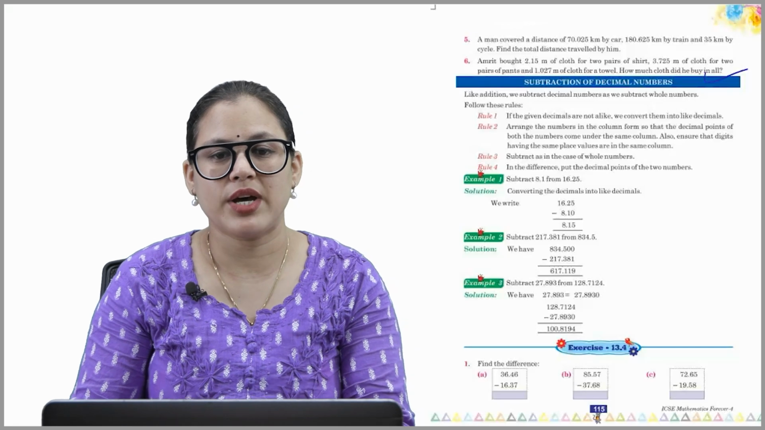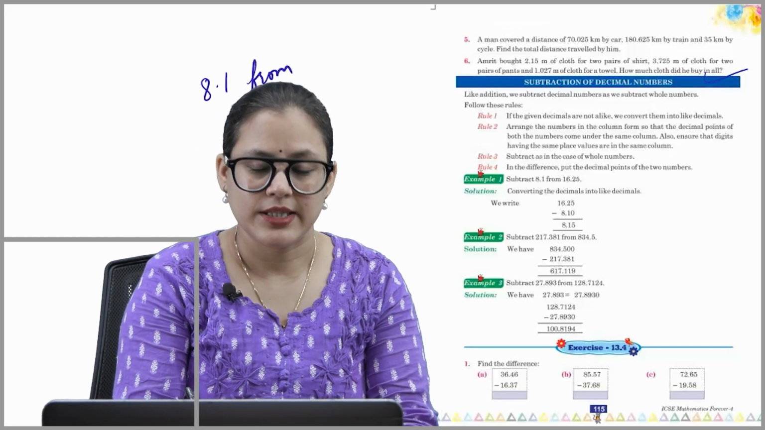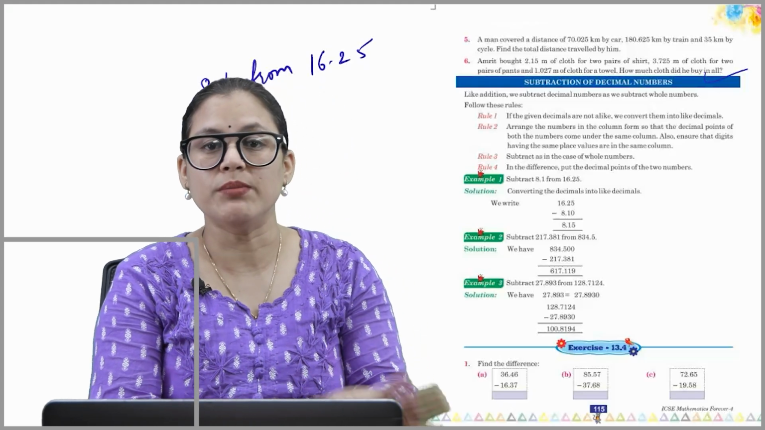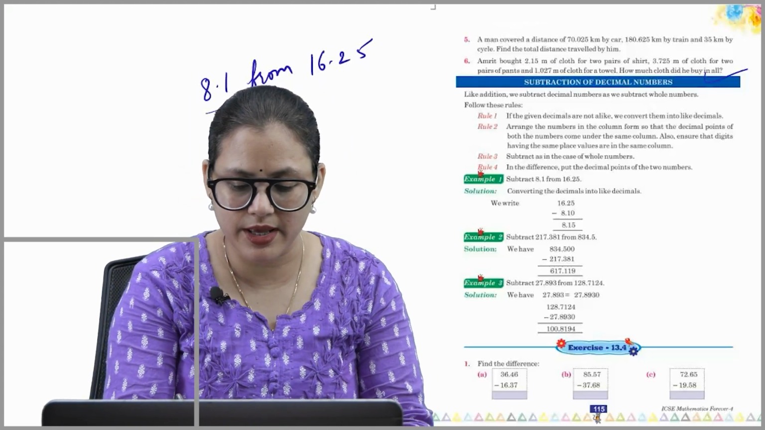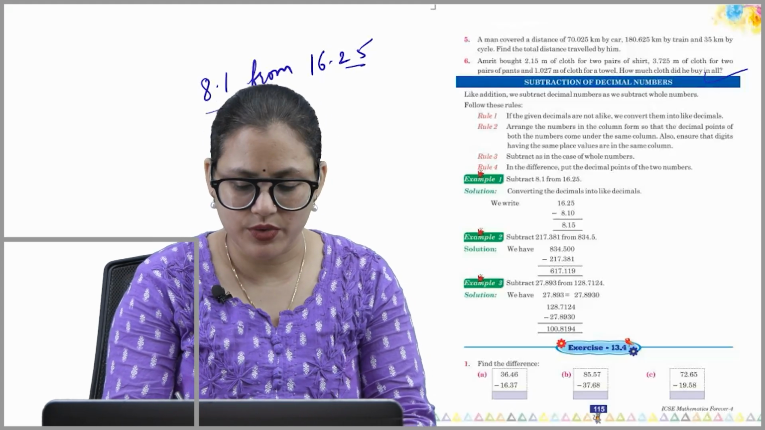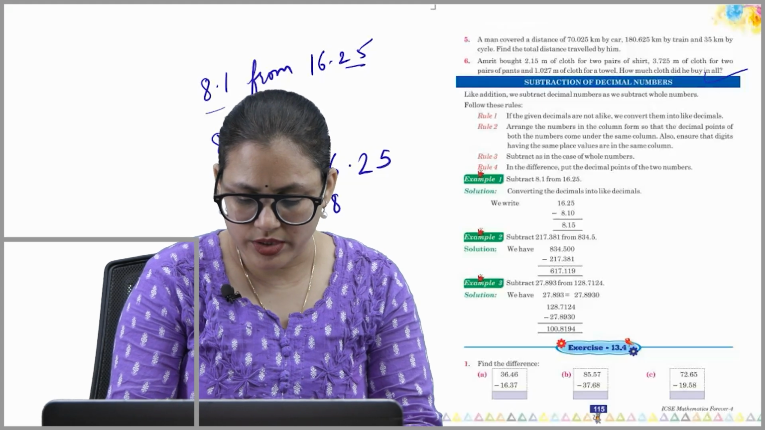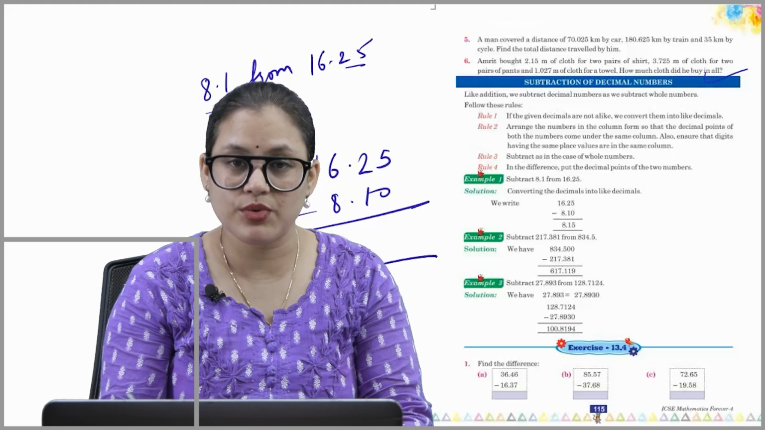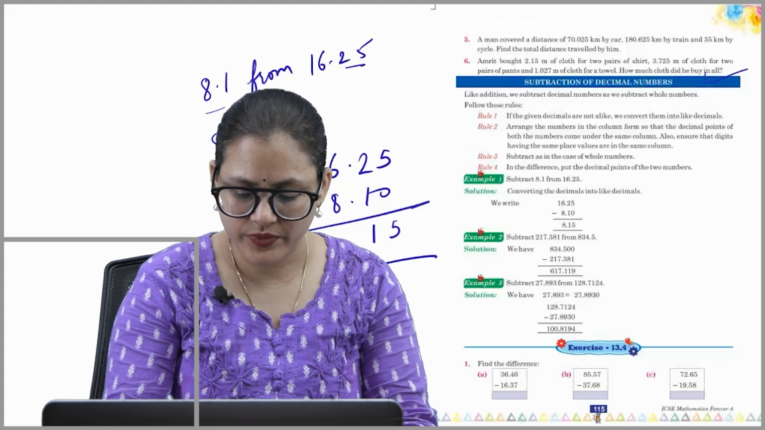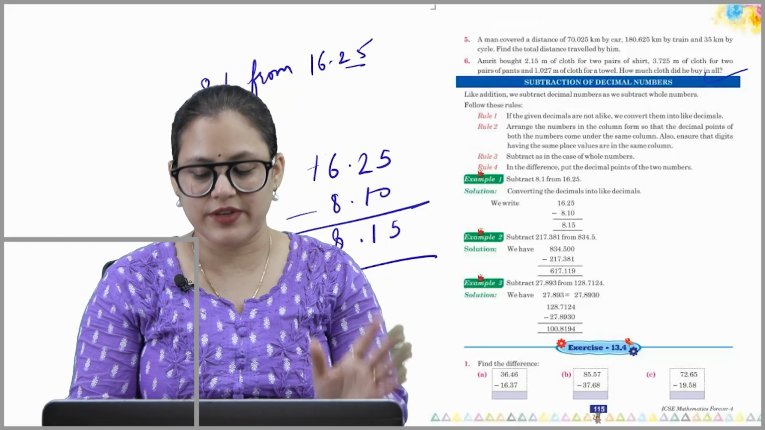Example, you have to subtract 8.1 from 16.25. These are not like fractions, so first you will make them like. So there are two decimal places, so we will add here 0. Okay, now subtract 16.25, then 8.10 and subtract like we subtract the whole numbers, right? 5 minus 0 is 5, 2 minus 1 is 1, decimal. 16 minus 8 is 8. So 8.15 is the answer.